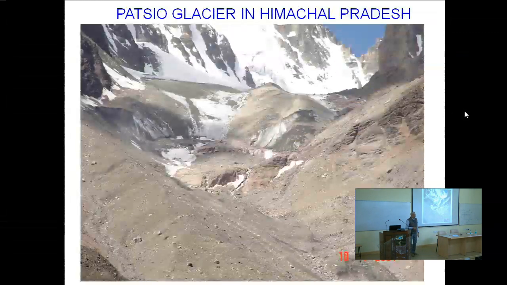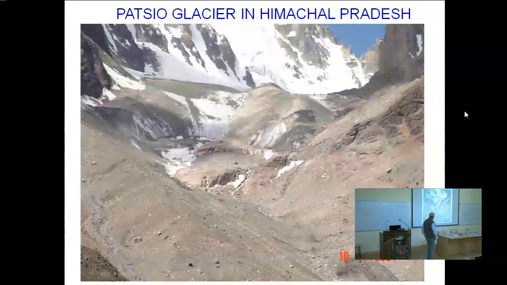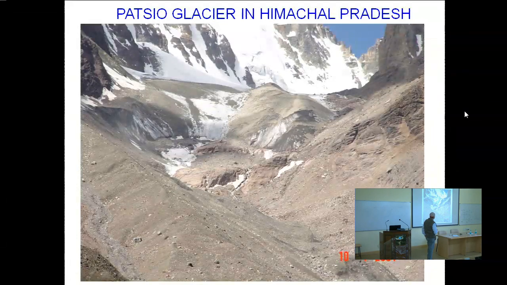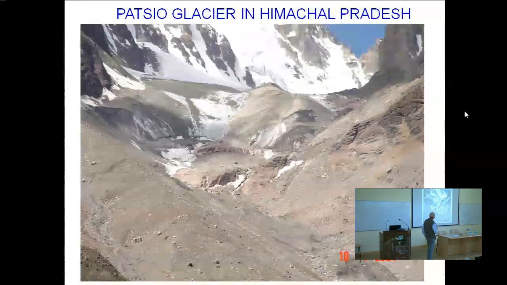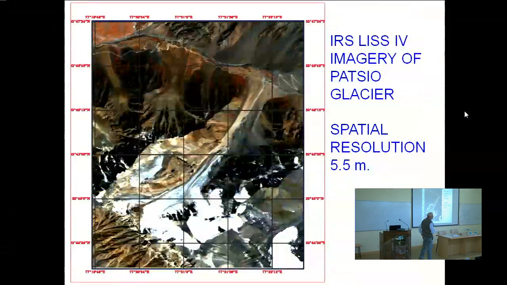So how does it look? Before going into the other issues, I really want you to understand how it looks. This is one of the patches of glacier. You can see the natural moraine, which is coming down, and this is the snout, which you can clearly see here, and there is snow on the surface. So you can see how it looks on the satellite image.